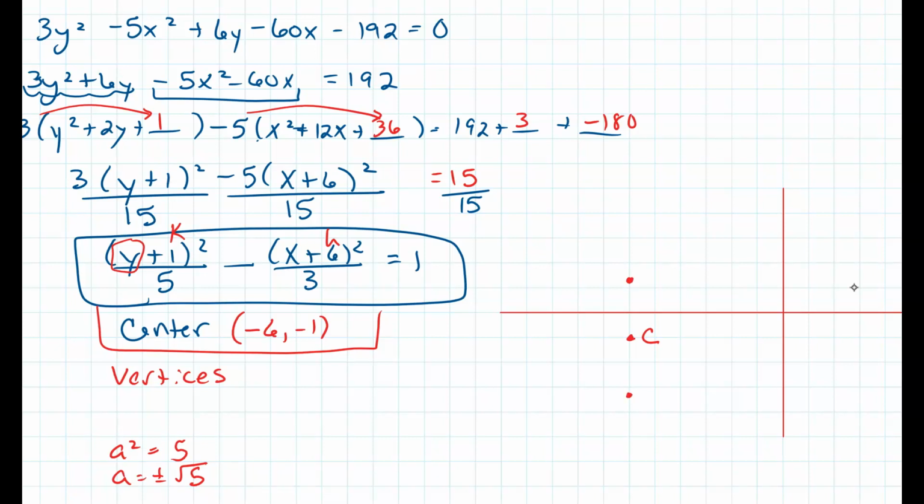Why did I know to do that? Because y is the positive term. It is the one that a squared is under. So I had to go up a, and I had to go down a. So I moved vertically. So I move with the y. So it's going to be negative 6, negative 1 plus or minus the square root of 5.